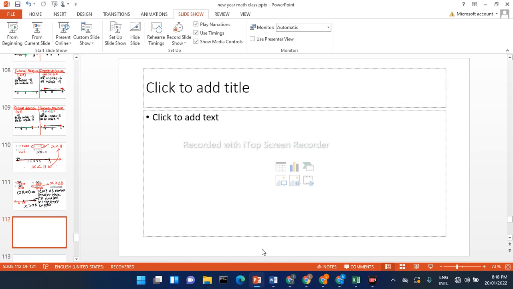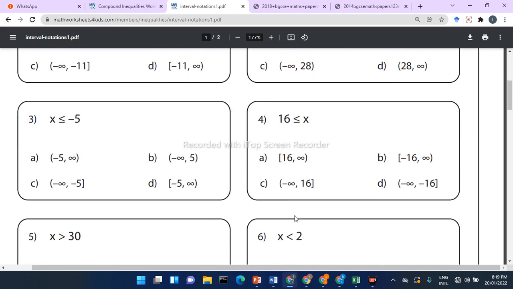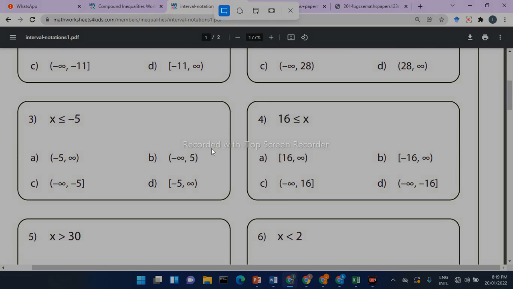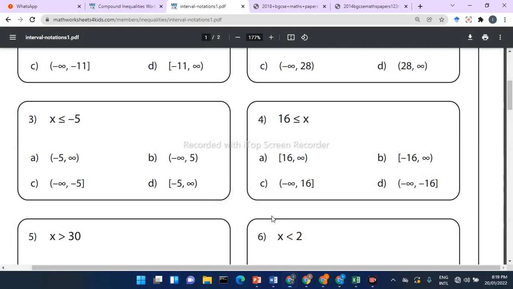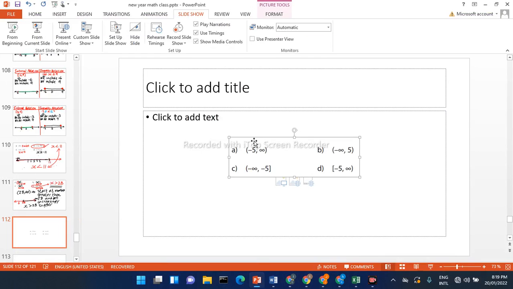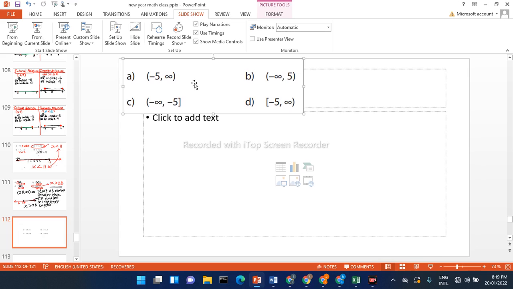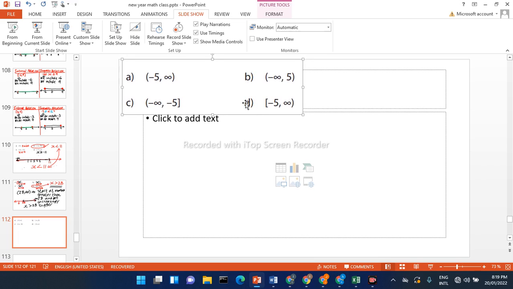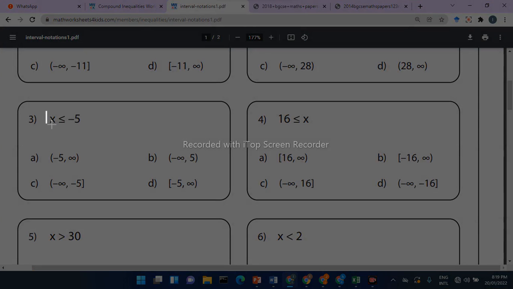Okay, moving right along. Let's consider another example. So example number 3. Let's take this and let us place it here. And the next thing we're going to do is we're going to get the inequality.